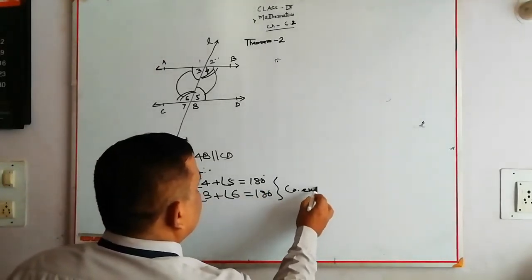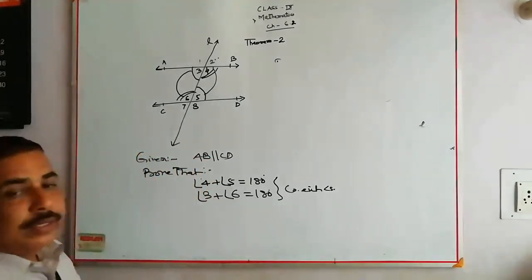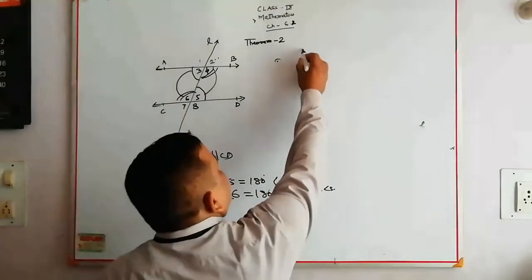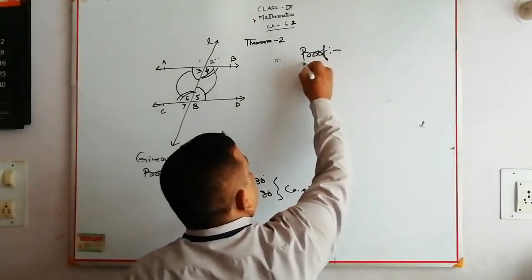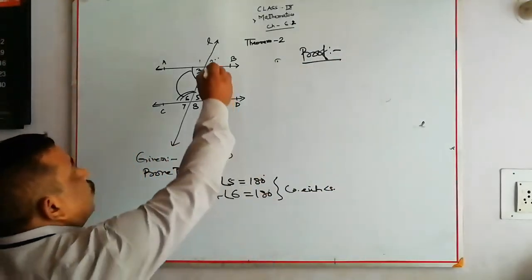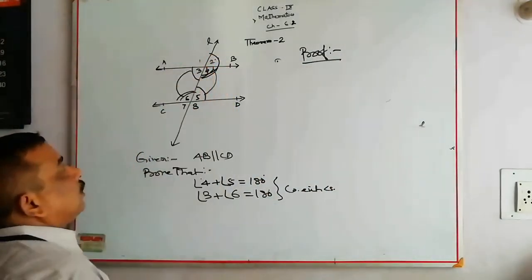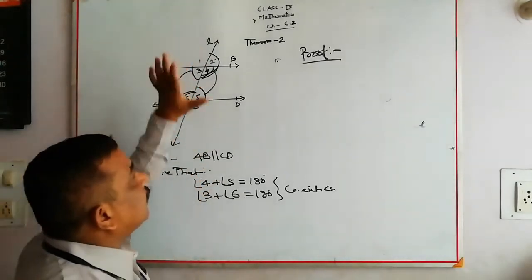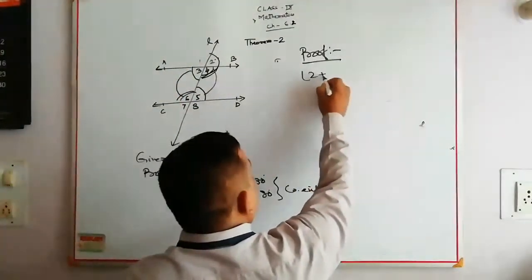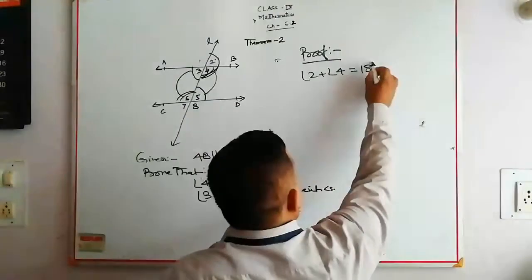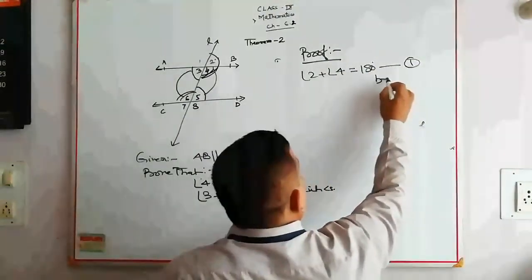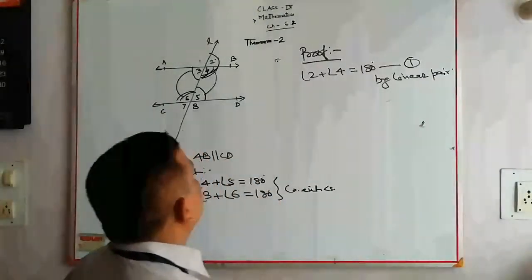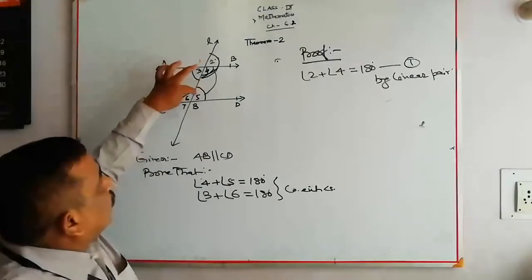That is co-interior angles. How can you prove it? Proof is what? Sum of angle 2 plus angle 4 is equal to what? 180 degrees, because of the linear pair. Then you write angle 2 plus angle 4 is equal to 180 degrees, equation 1, by linear pair. Now angle 2 is equal to angle 5. These are the corresponding angles.